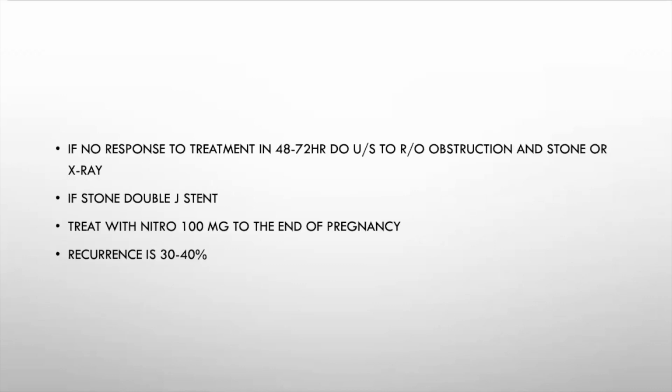If there is no response to treatment in 48 or 72 hours, then you need to do an ultrasound to rule out obstruction and stones, or you can do an X-ray. If stone is the diagnosis, then the patient will need a double J stent and treatment with nitrofurantoin 100 milligrams to the end of pregnancy. You have to know that the recurrence rate of pyelonephritis is about 30 to 40%.